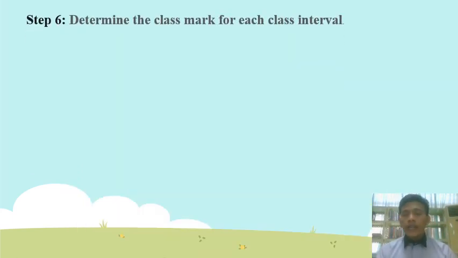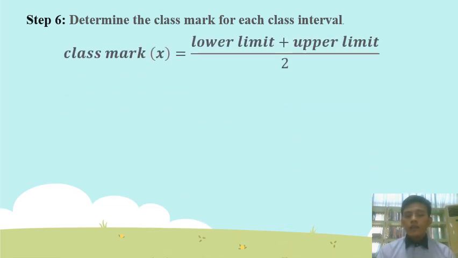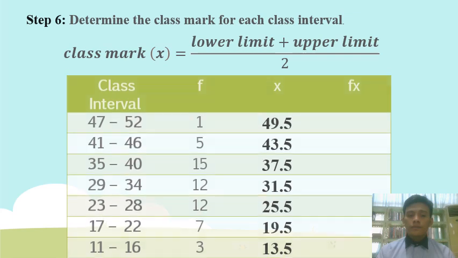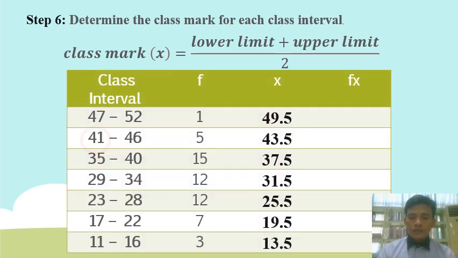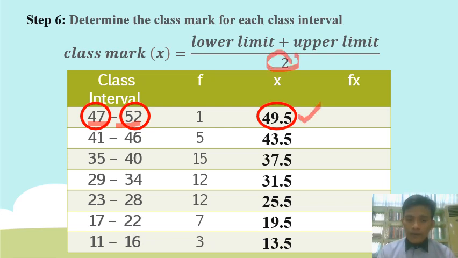Step 6. Determine the class mark for each class interval. Class mark is equal to the lower limit plus the upper limit divided by 2. If this will be our class interval, so this will be the lower limit and the upper limit, which is the right side. So we add 47 plus 52, 47 plus 52 divided by 2, and the result is 49.5. Same as here, 41 plus 46 divided by 2, the result is 43.5. 35 plus 40 divided by 2, the result is 37.5, and so on.